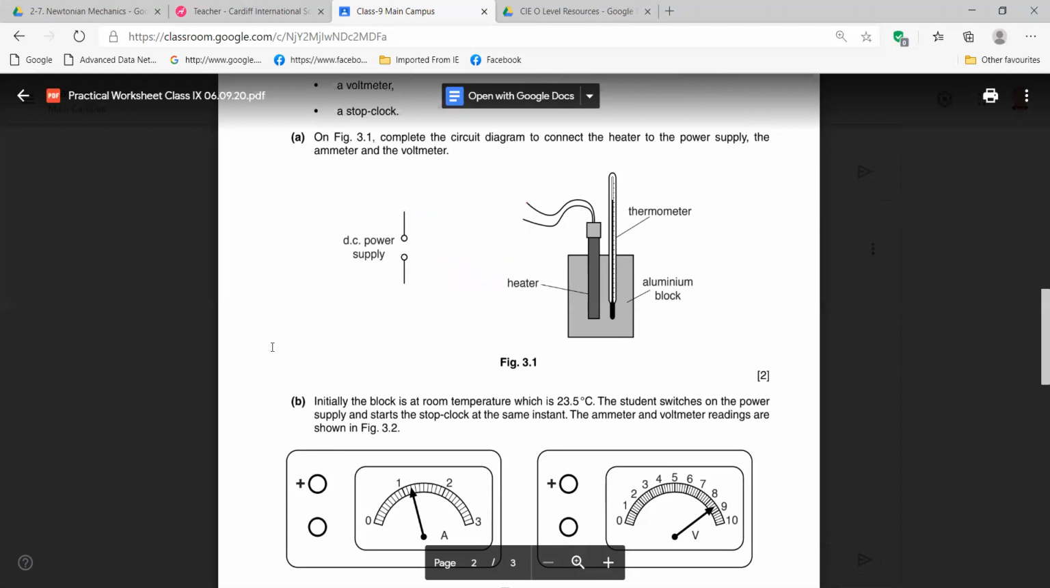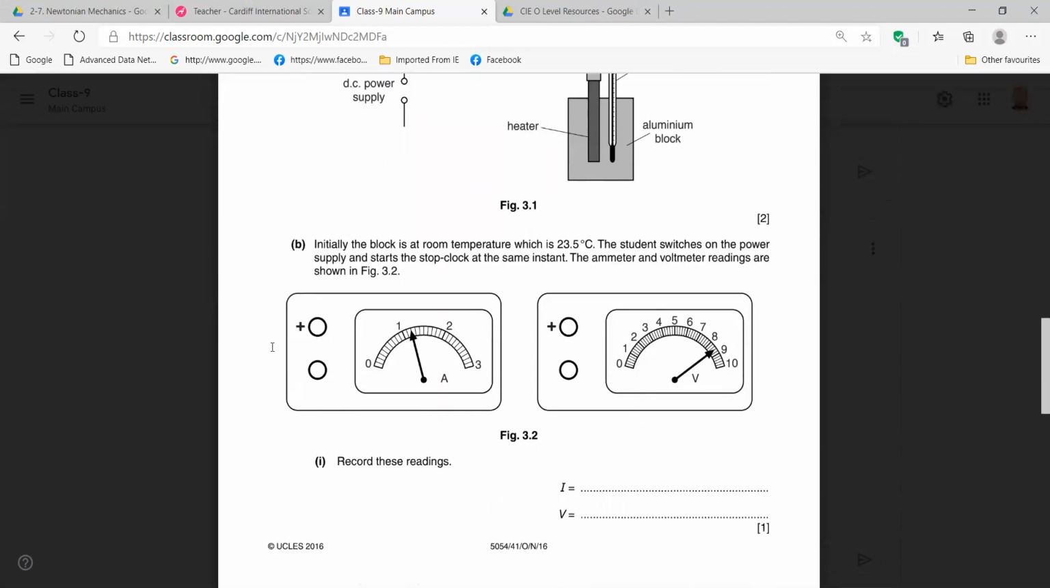Now we are going to the next one. Initially, the block is at room temperature, which is 23.5 degrees Celsius. The student switches on the power supply and starts the stop clock at the same instant. Sir, what is meant by the same instant? The same moment, same time.